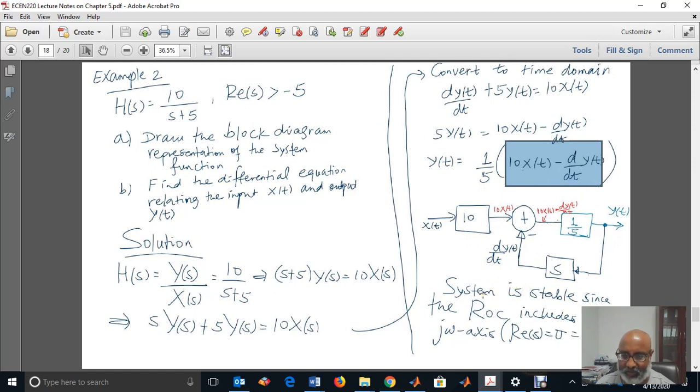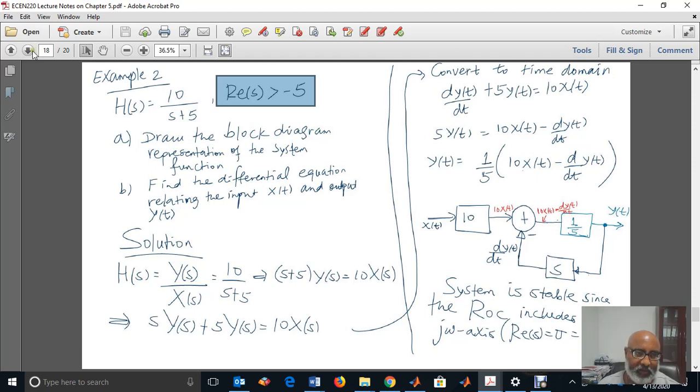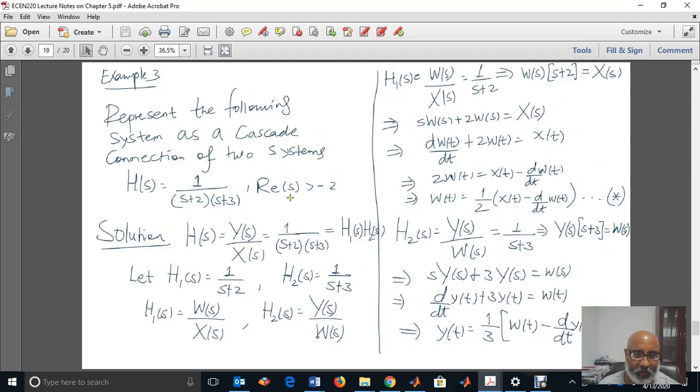Is this system stable? Yes, of course. Why? Because the ROC includes the j omega axis. ROC is this one. It includes the j omega axis, which is where the real part of s, sigma, is equal to 0. Okay, let's have another example.